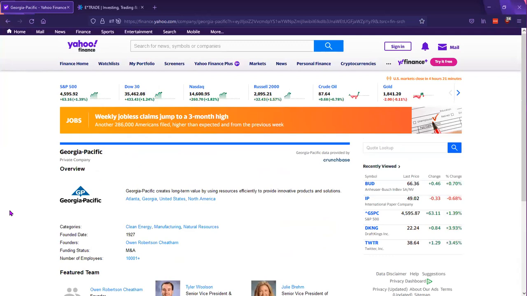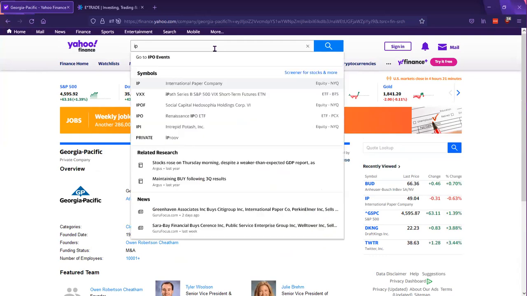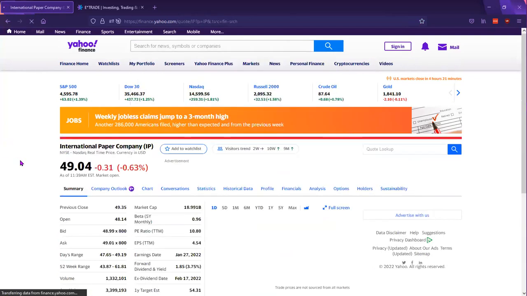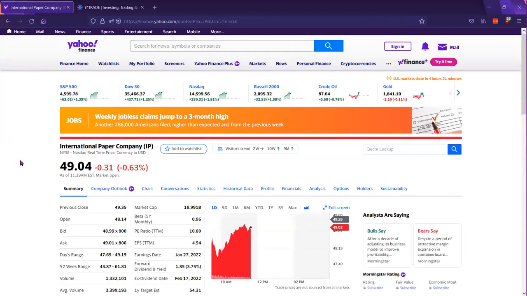Public companies are required to make specific information public and are regulated. And this is because they do offer shares of their company for sale to the public. An example here is International Paper. Pull this up and here you can see they have stock price chart, other data about this organization.